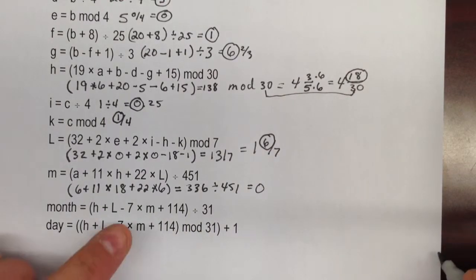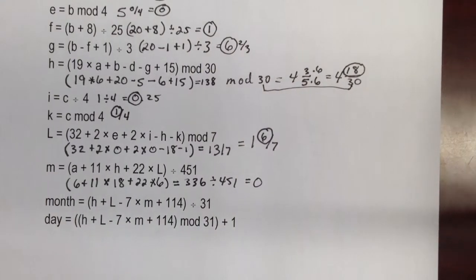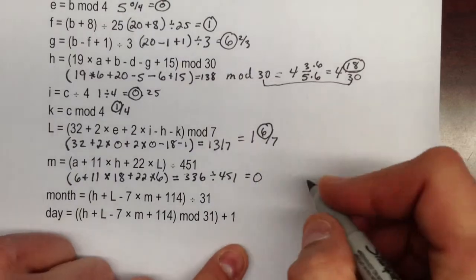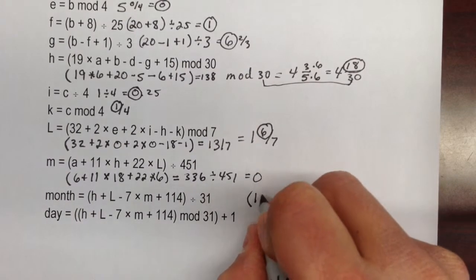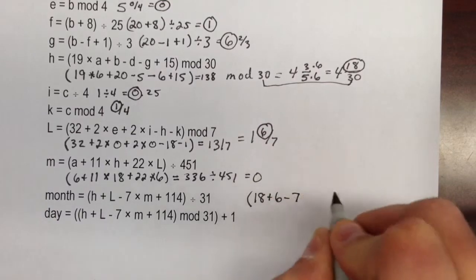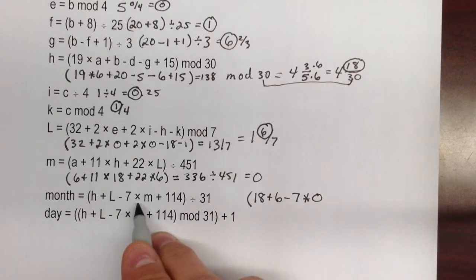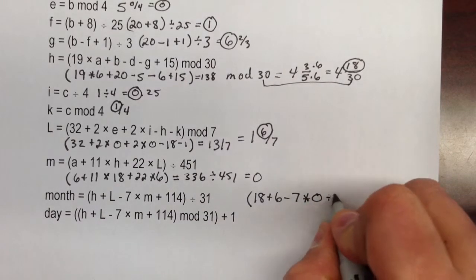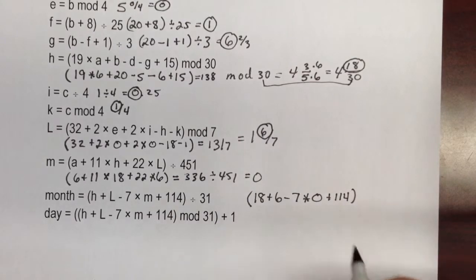Let's go through and substitute everything first in here, and I'll do it over on the side here, I think. There's plenty of space over here on the side for this. So we've got H first. We'll start with H. So adding 18 plus 6 minus 7 times M plus 114. Now this is kind of the key part here. So let's get that amount first and see what that equals. And I got 138 for that.